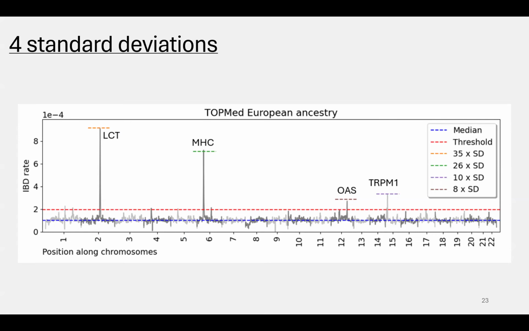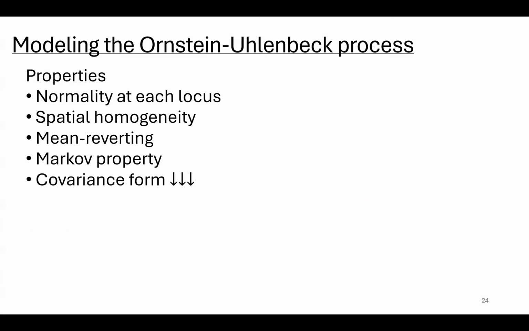The vertical dashed red line is our 4 standard deviations threshold. And I've annotated a few loci where we're exceeding that threshold, and there's been broad consensus in the literature that these loci may be selected for in European populations. We want to improve that selection scan by having a more principled statistical framework for the thresholding.